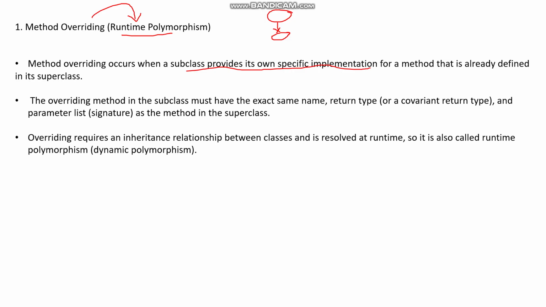The overriding method in the subclass must have the exact same name, return type, and parameter list, that is the signature, as the method in the superclass. Whatever method is provided in the superclass, the method name, return type, and signature must be the same in the subclass also. Overriding requires an inheritance relationship between the classes and it's resolved at runtime. Which method is used, the superclass method or the subclass method, is decided at execution time. That's why this is called runtime polymorphism, or dynamic polymorphism.